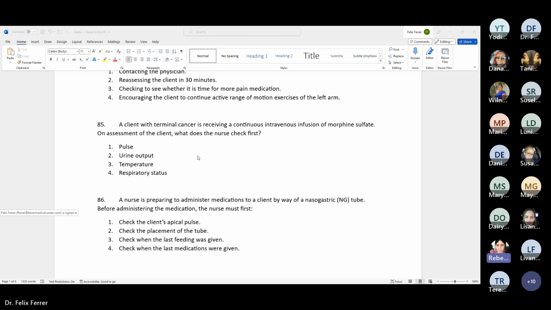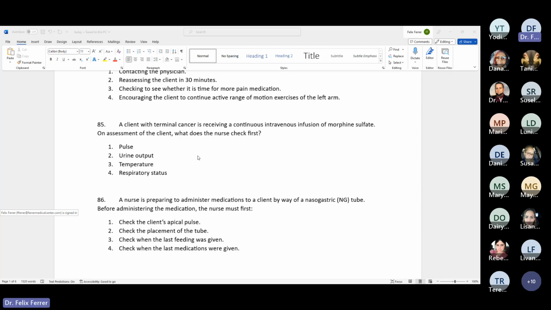When the respiratory rate is going down, less than 8, like 8 or 7 or 6, that is the first sign that you can see in your patient. Okay, in order for morphine sulfate to suppress respiratory status, it needs to be a huge intoxication.